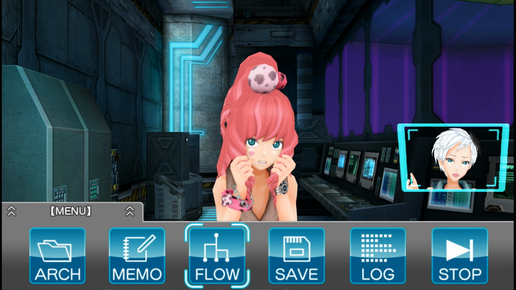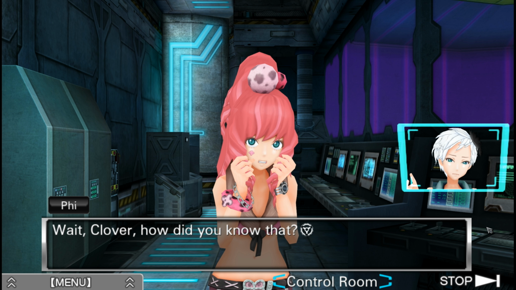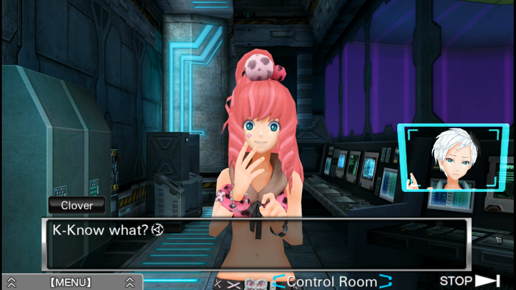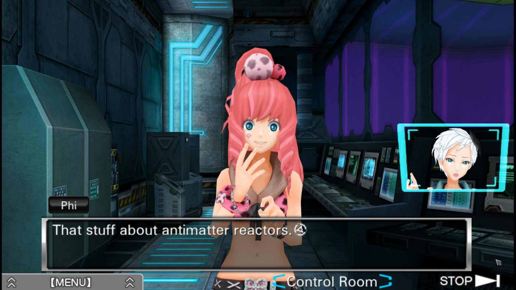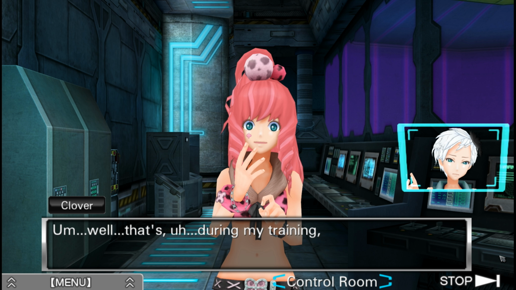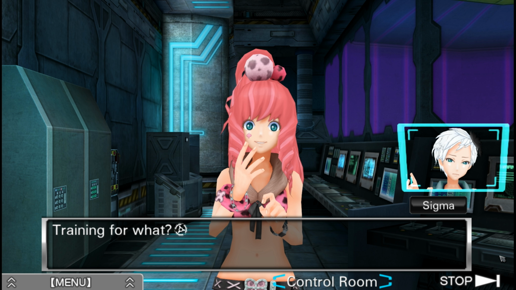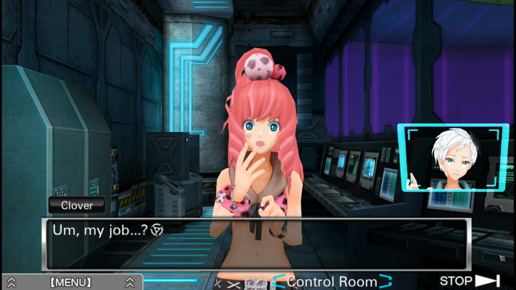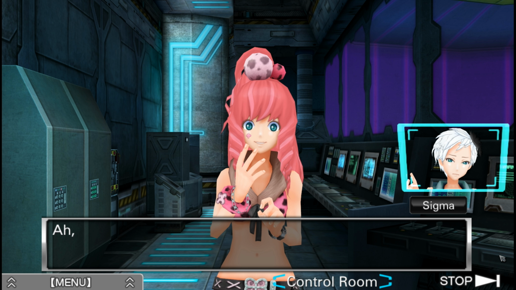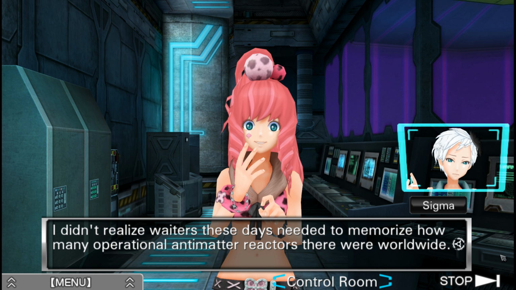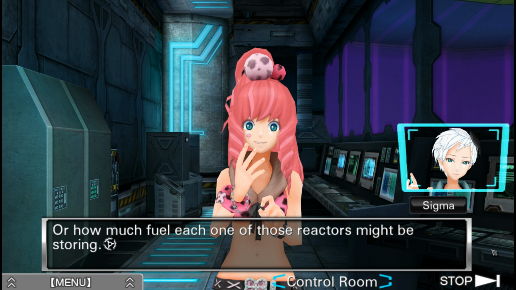Wait, Clover, how did you know that? Good question. That stuff about antimatter reactors. Well, during my training, they... What training? My job? What is your job? I didn't realize waiters these days needed to memorize how many operational antimatter reactors there were worldwide, or how much fuel each one of these reactors might be storing.